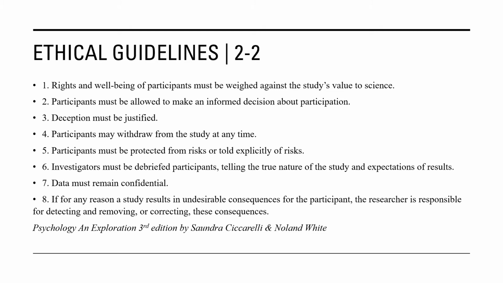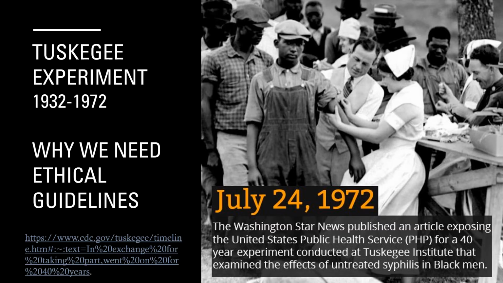7, data must remain confidential. And 8, if for any reason a study results in undesirable consequences for the participant, the researcher is responsible for detecting and removing or correcting the consequences. The Tuskegee experiment is an example of a longitudinal study that violated several ethical guidelines. So the participants were never really informed of exactly the nature of the experiment. So they didn't get informed consent.